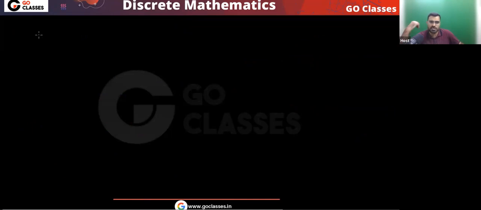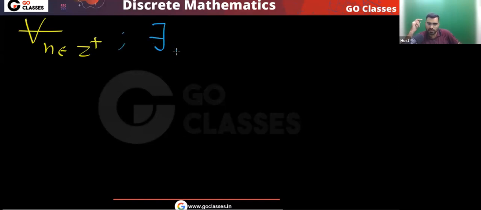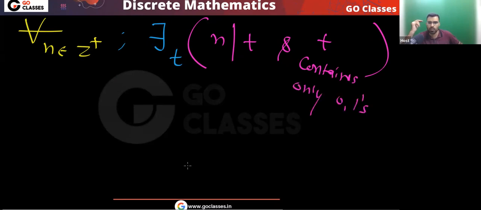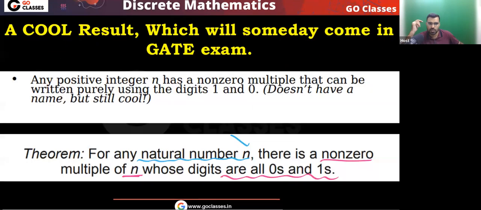So the theorem is this. This is the theorem that for all n positive integer, there exists some t such that two things will happen. n divides t and t contains only 0s and 1s. I hope this point is clear. Understood this? You can again read this.